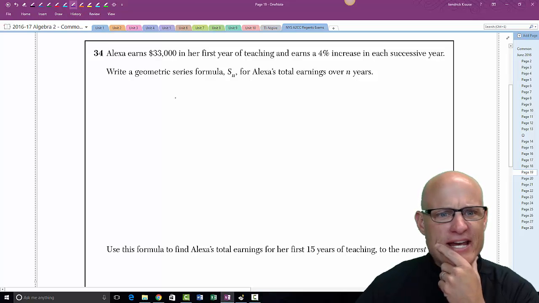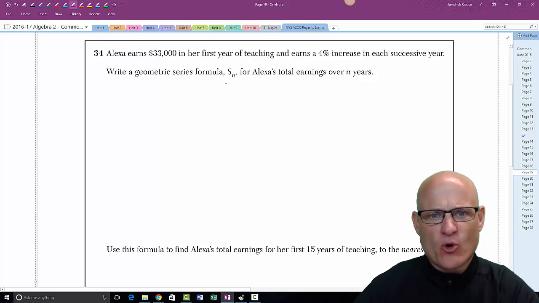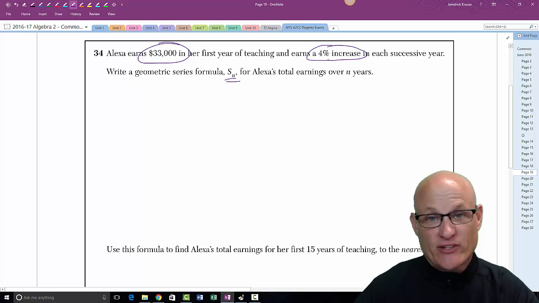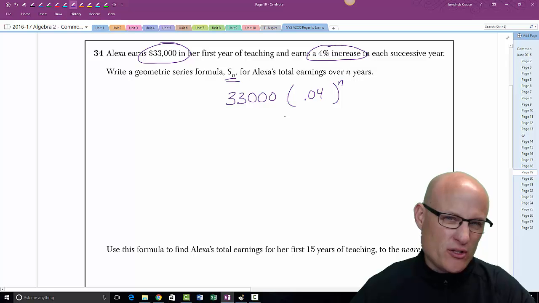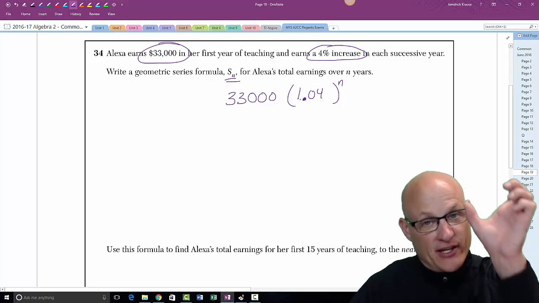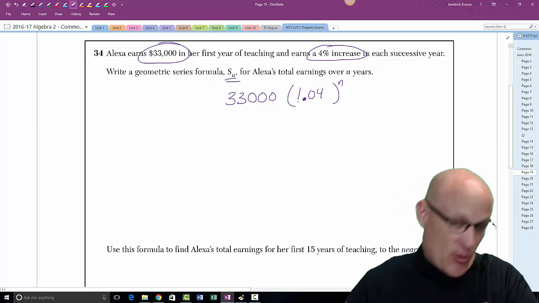If I wrote a formula for S sub n, now I know I got a formula on my formula sheet. I'm going to take a look at it. But it said we're starting out at 33,000 and we're going to have a 4% increase. Now that means it's growth. So if I take 33,000 and multiply it by 0.04 to the n, is that really growth or is that decay? That would be decay. So in order to get a 4% growth, I need to do 1.04. 1 represents 100% of what I got plus 4% more.